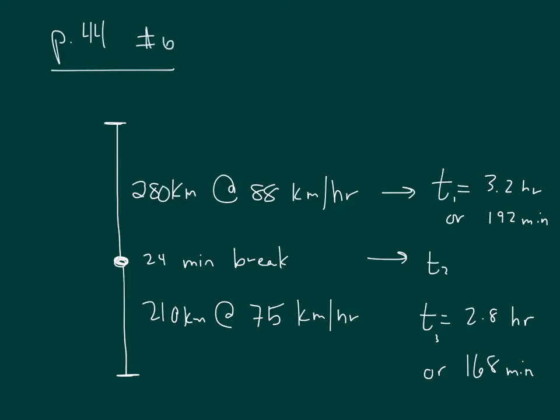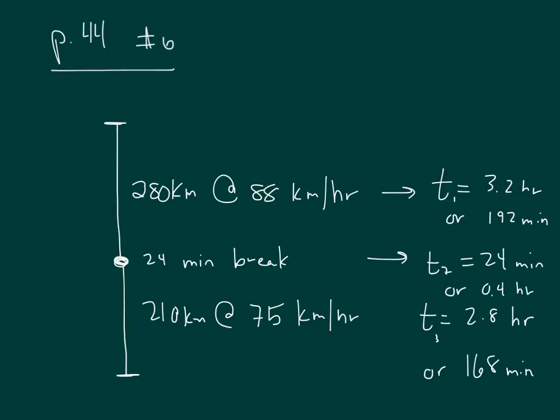So this is T2, and T2 is given as 24 minutes. But if you think about that in hours, that's really how many hours? 0.4, 4/10, right? Think about 6: 6 ten times gives you 60, so 24 minutes is 4/10, or 0.4 hours.